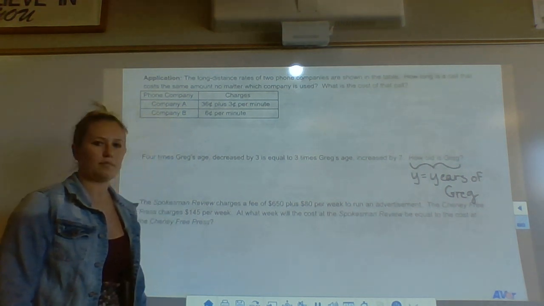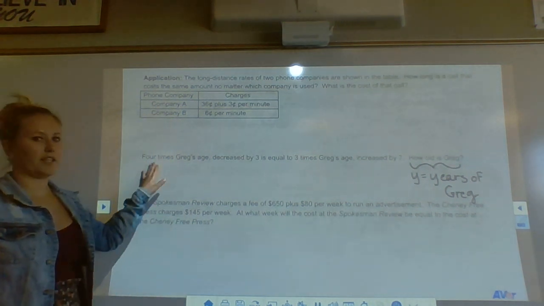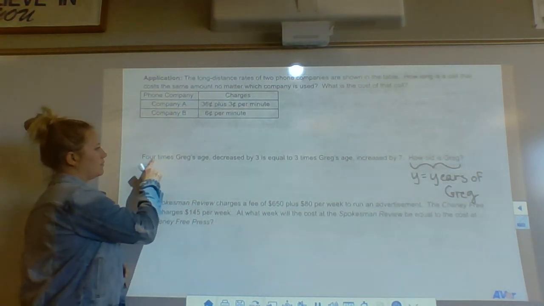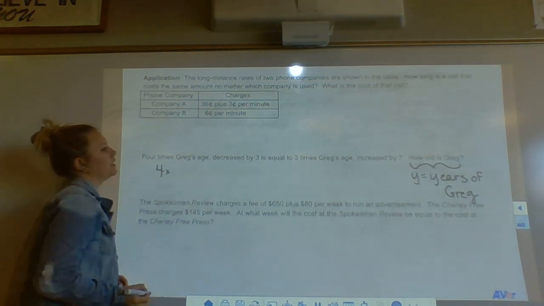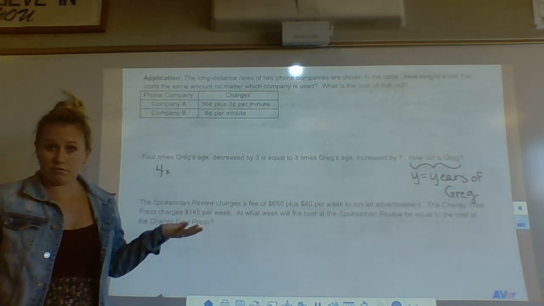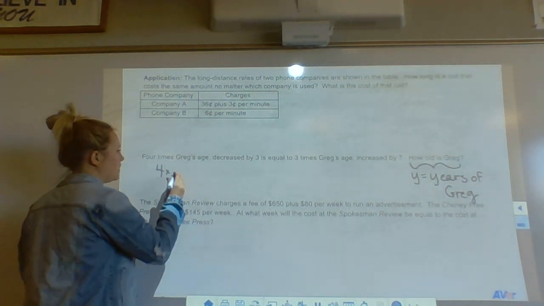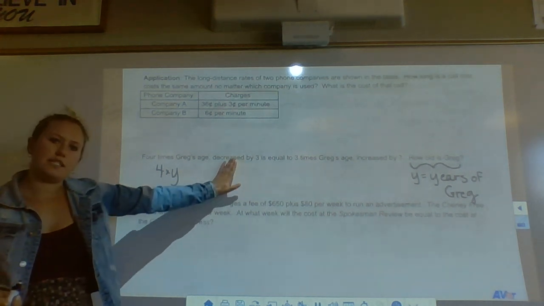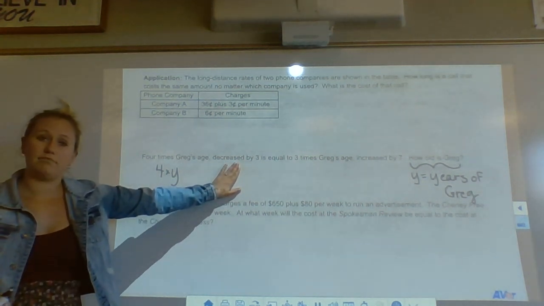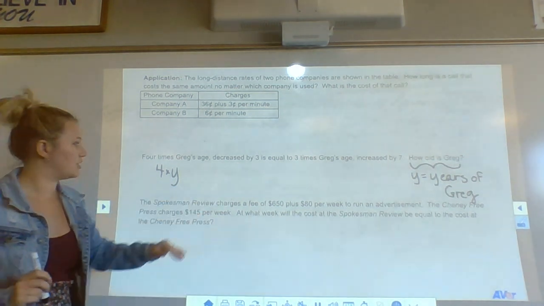All right. So let's break this down. 4 times. Well, that seems pretty mathy, right? 4 times Greg's age. What's Greg's age again? It's Y. We don't know yet. That's what we're solving for. So 4 times Y decreased. What does decreased mean in math? Subtraction.